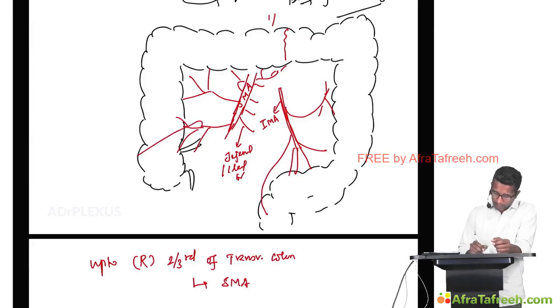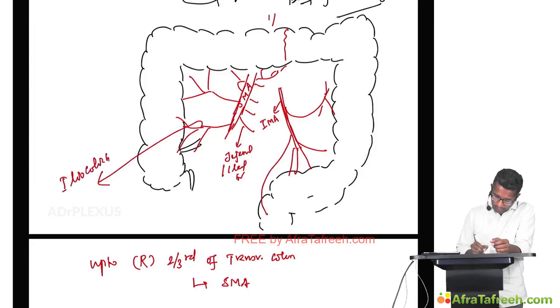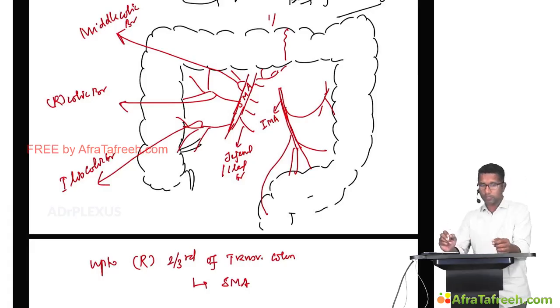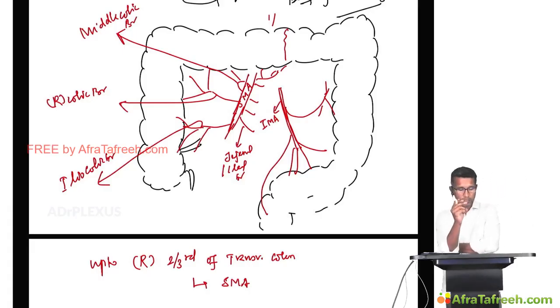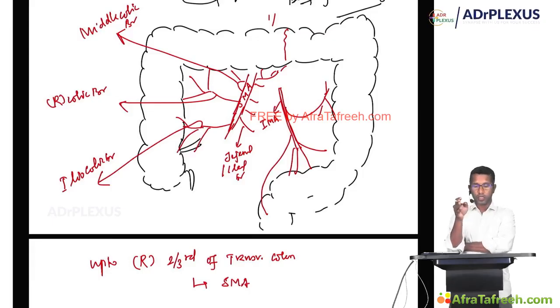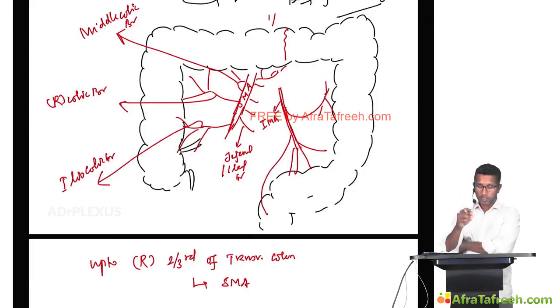This branch is called the ileocolic branch. This branch is the right colic branch. This branch is the middle colic branch. So through these branches, the superior mesenteric artery supplies the large intestine up to the junction of the right two-thirds of the transverse colon. The inferior mesenteric artery gives rise to the left colic artery.